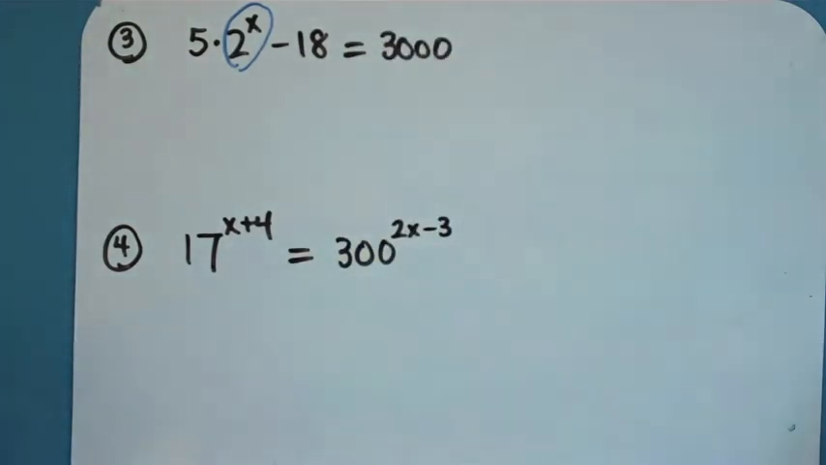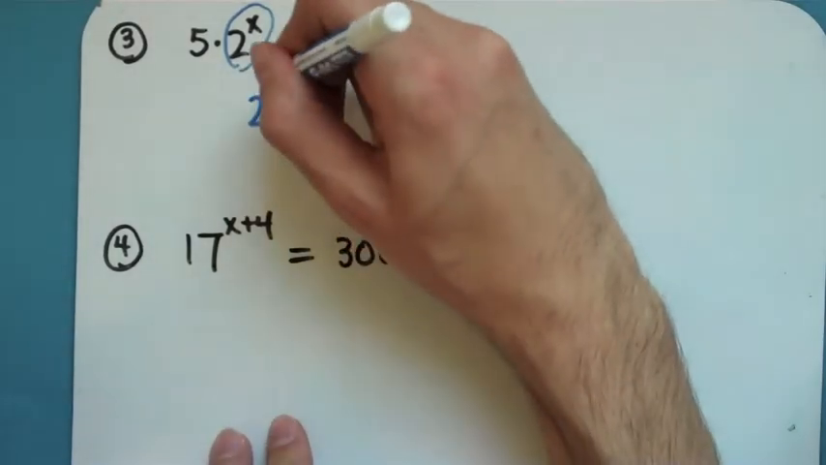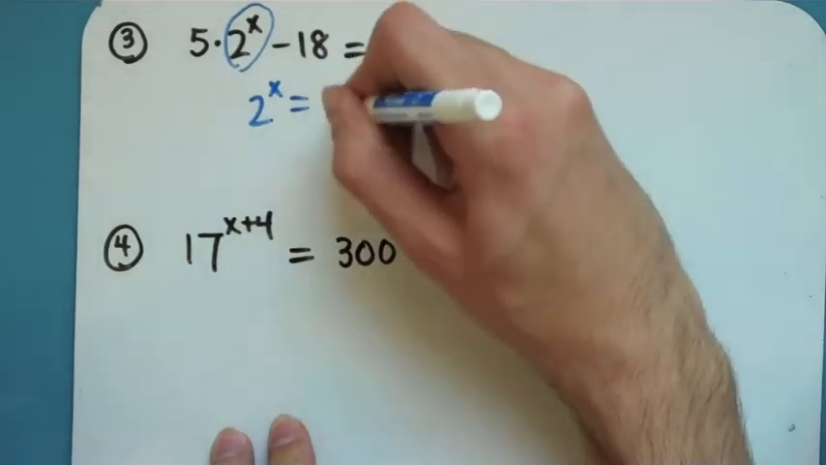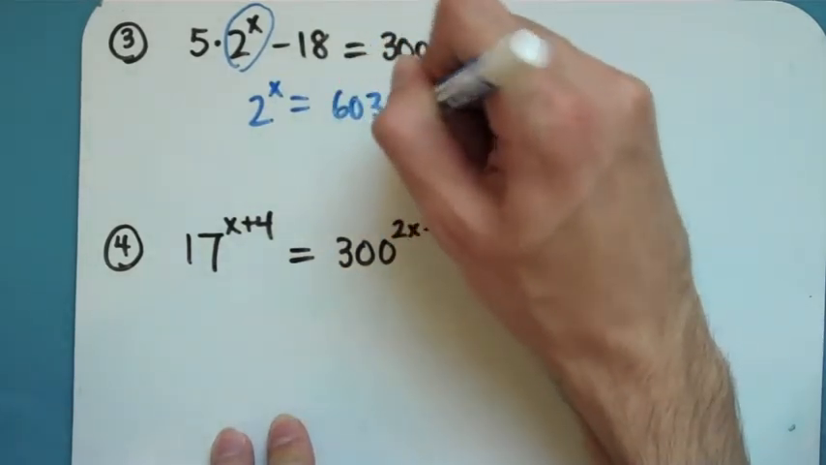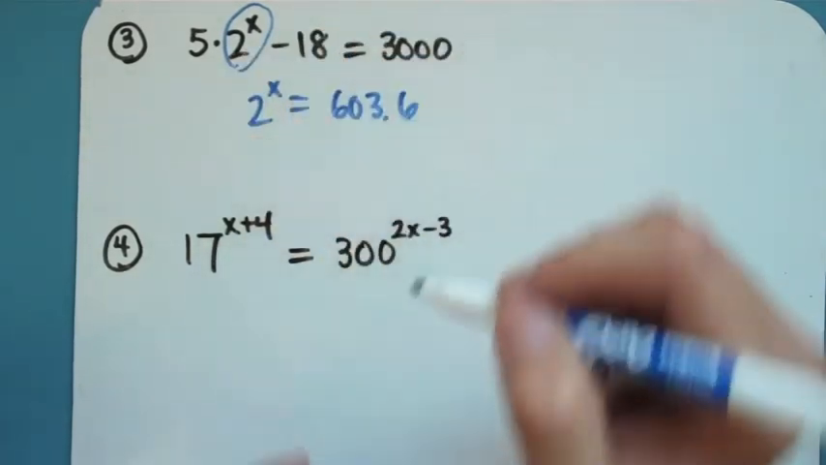So I'm going to actually skip the steps on that on the whiteboard here. I'm just going to do 3,000 plus 18. Then I'm going to divide both sides by 5. I end up with 2 to the x power equals 603.6. So I added 18, then I divided by 5.